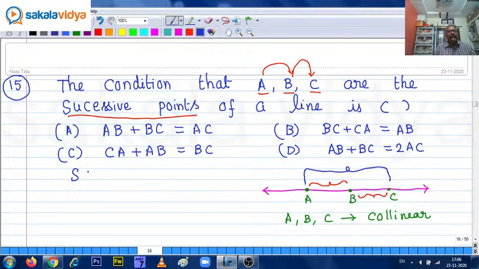Collinear means the distance from A to B plus B to C must become the distance from A to C. That means we can write AC is equal to AB plus BC. You check which is the right option now. AB plus BC is equal to AC, so A is the right option.